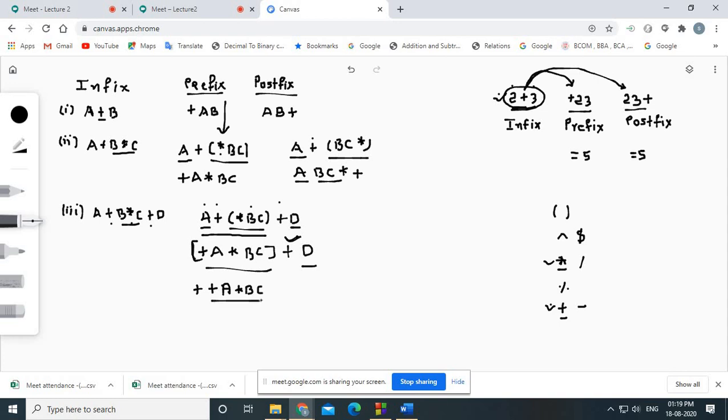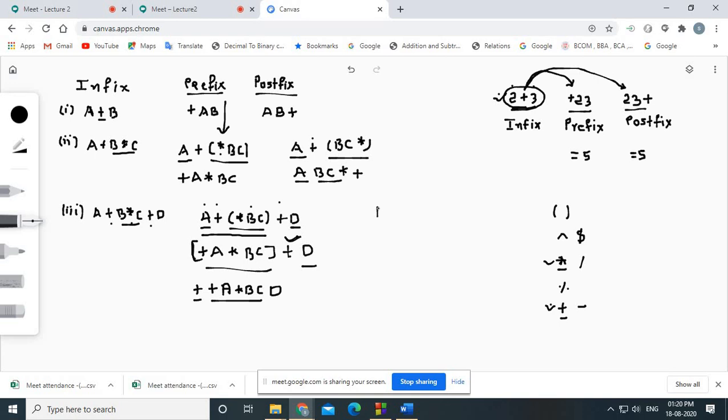This is my first operand. This plus I have written here because we are converting into the prefix. So first the operator, then the first operand, and then the second operand. What is the second operand? D is the second operand. So what will be the prefix of A plus B into C plus D? The prefix of this expression is plus plus A star B C D. Clear this one?